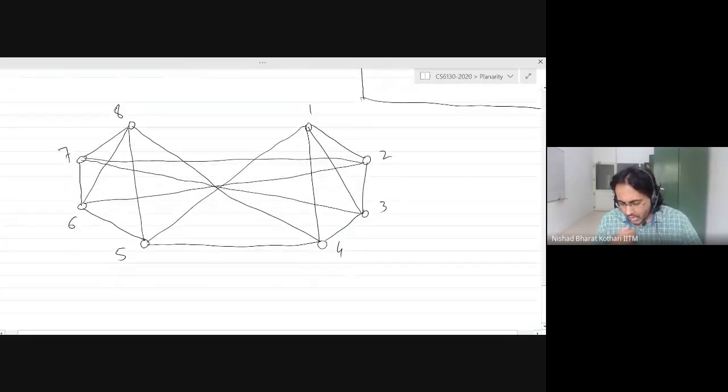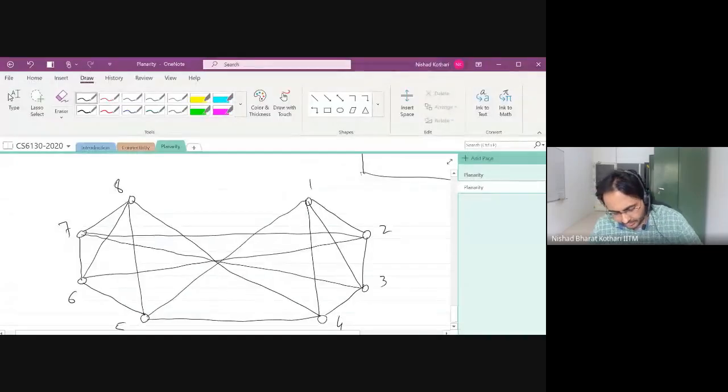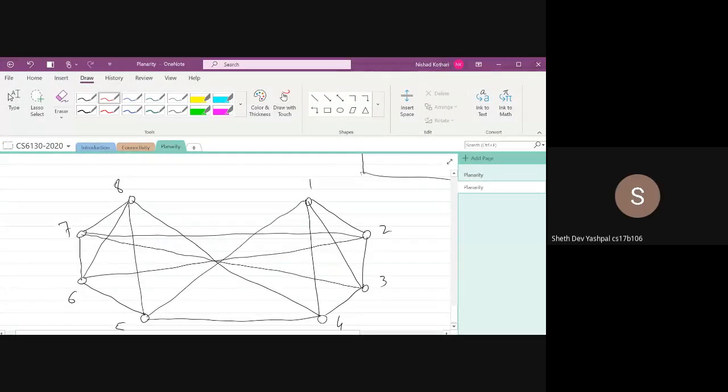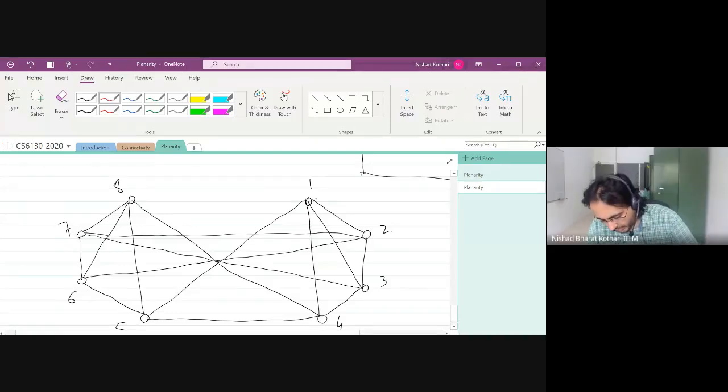What I'm going to do is give you a particular cycle. Can everybody see this drawing? Yes, thank you. I want to look at a particular cycle: 1, 2, 3, then to 7, to 6, to 5, to 1.